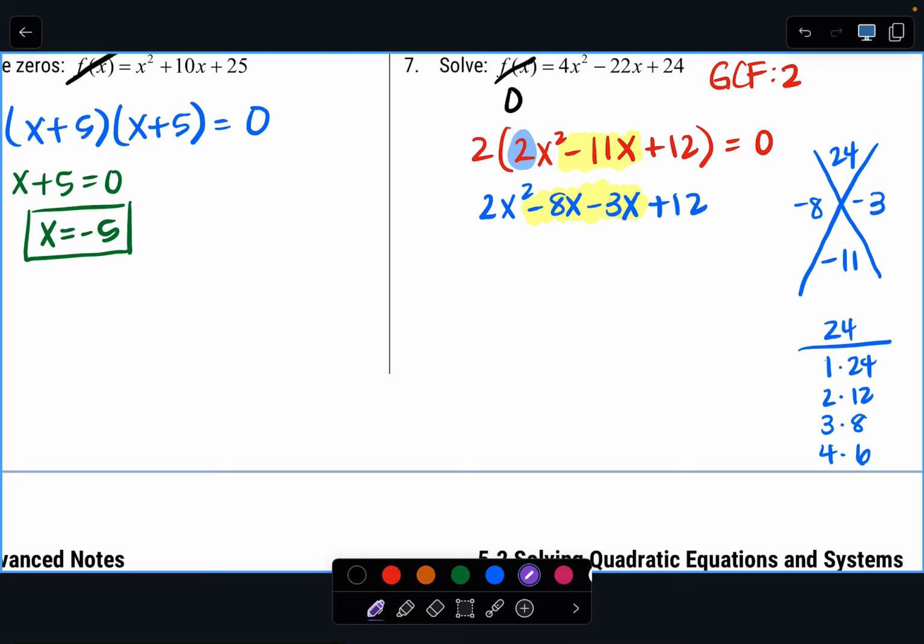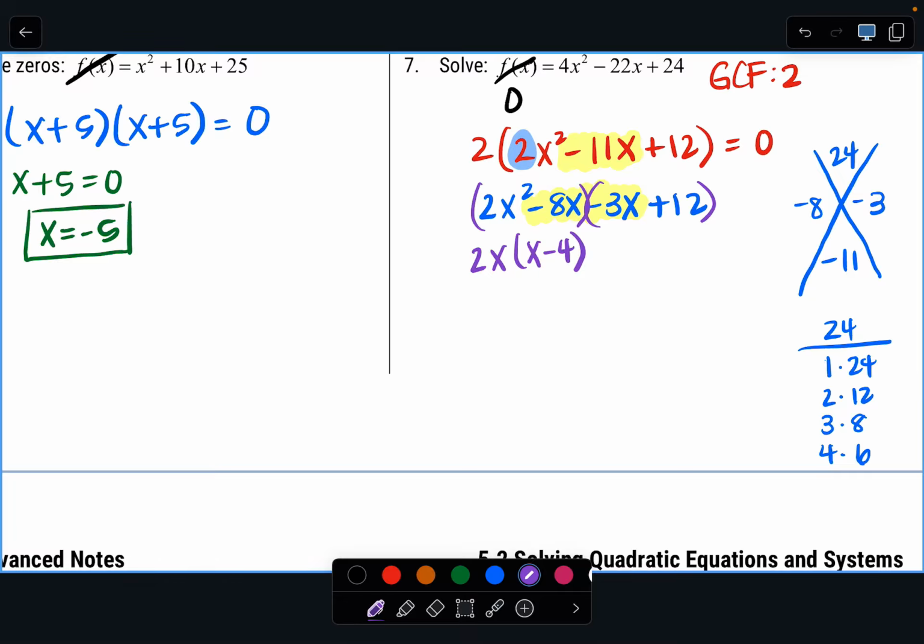I'm going to go in. I'm going to group the first 2. I'm going to group the last 2. What is my GCF for the first group? 2x. So I'm going to have x minus 4.